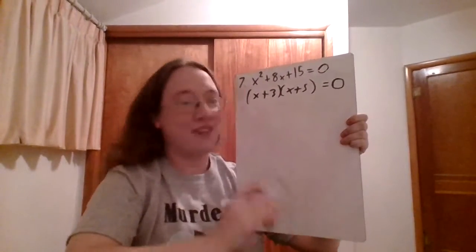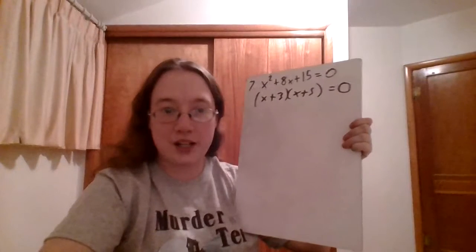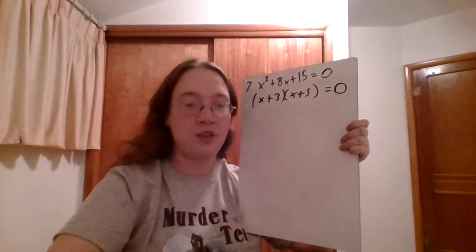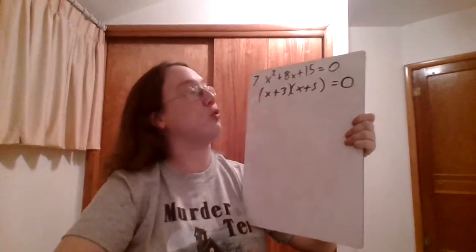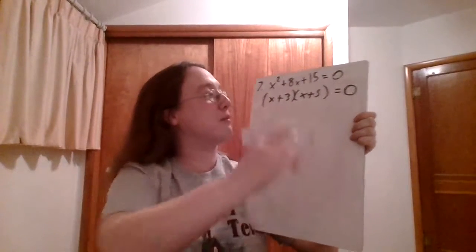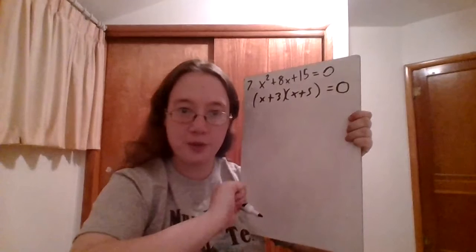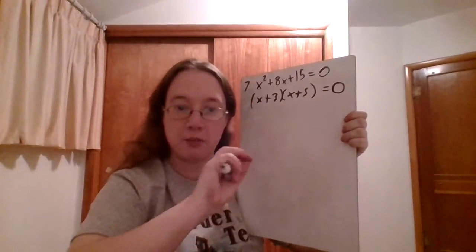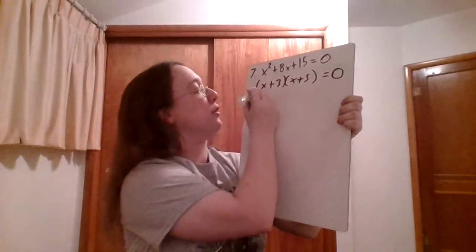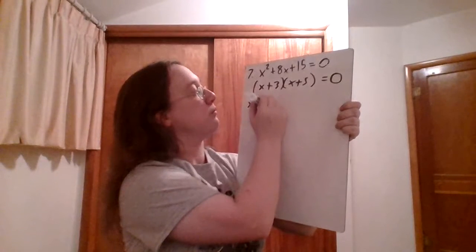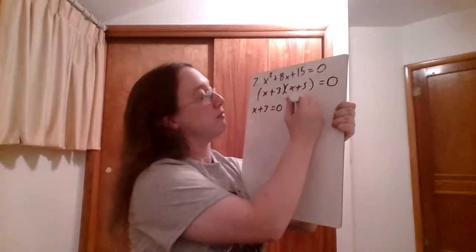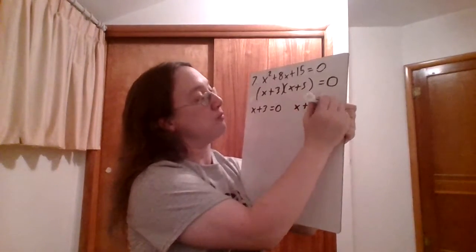Okay, so once we're here, we just want to remember not to stop there, because these ones we're solving for x. So I want to go through and actually find x. Now remember, if we have things that multiply to 0, one of those 2 things has to be 0. So we're going to end up with 2 answers here. So either x plus 3 equals 0, or x plus 5 equals 0.